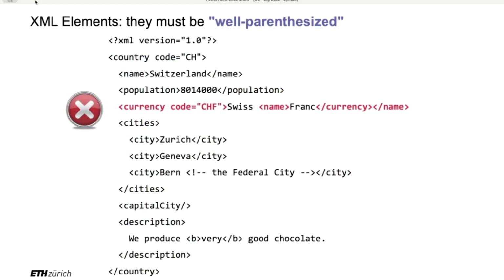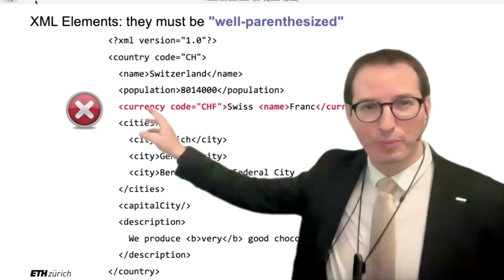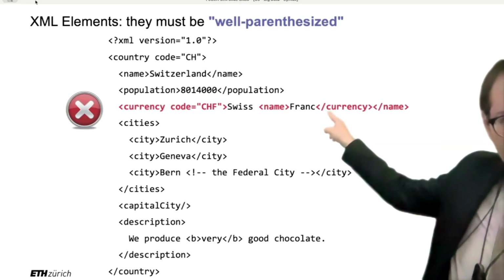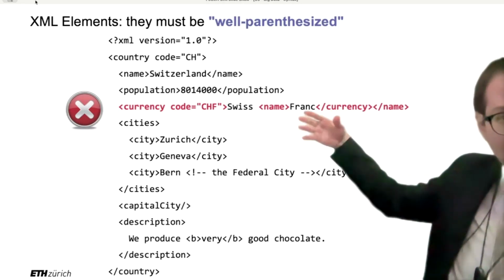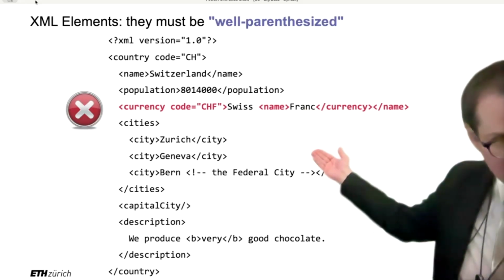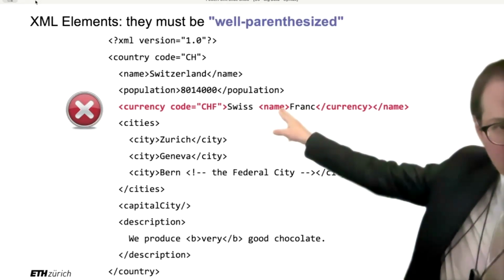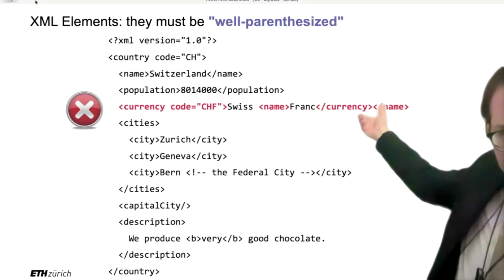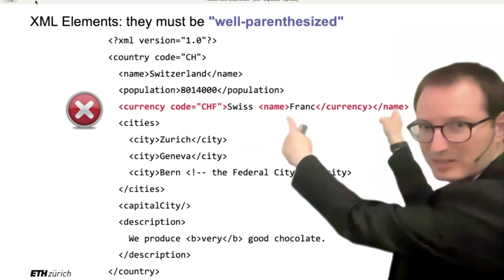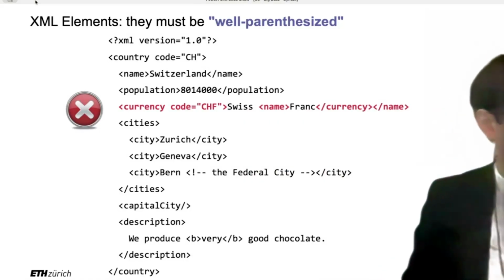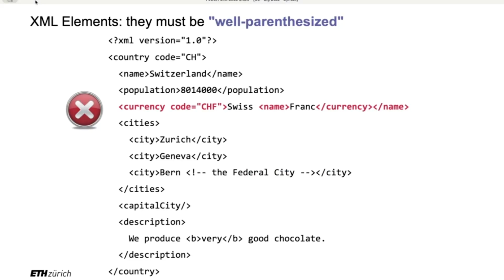This is forbidden. You see what's happening here. We open currency, we open name, but we close currency first. That's not okay. Whatever you opened last, you need to close first, right? So since you opened name last, you would need to close name first and then currency. So it's not okay to do this. You see that they are basically intertwined here, and that's forbidden. So you can also kind of call it well parenthesized, even though it's not exactly the same, but that's the spirit.